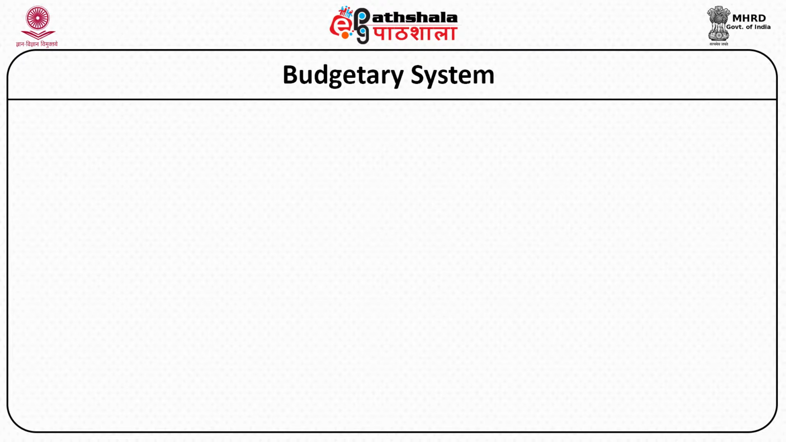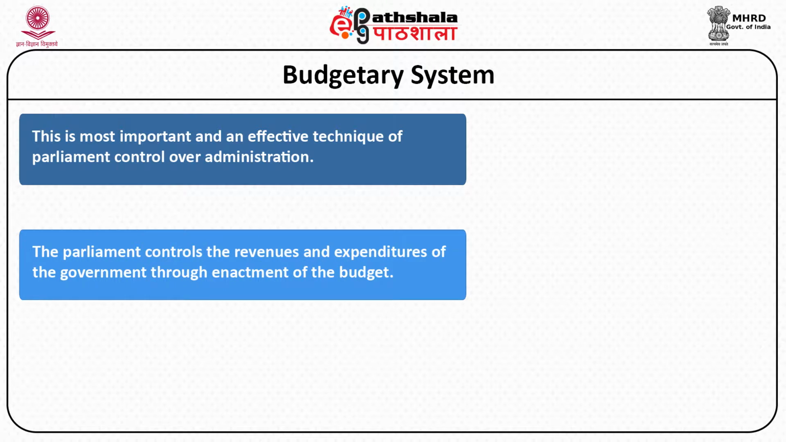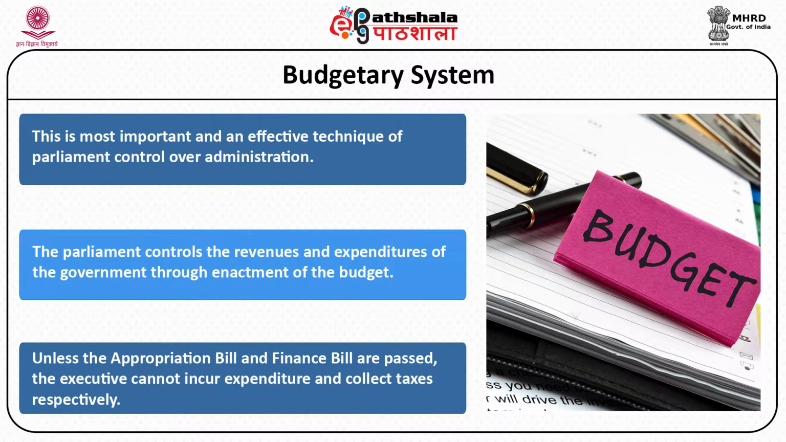The second mode of parliamentary control over administration is exercised through the budgetary system. This is the most important and effective tool for control over administration. The Parliament controls the revenue and the expenditure of the government through enactment of the budget. It is the ultimate authority to sanction the raising and spending of government funds. It can criticize the policies and actions of the government and point out the lapses and failures of administration during the process of enactment of the budget. Unless the appropriation and the finance bills are passed, the executive cannot incur expenditure or collect taxes respectively.